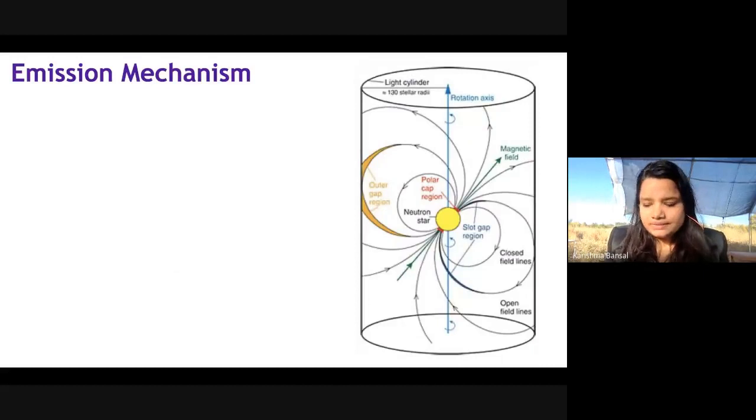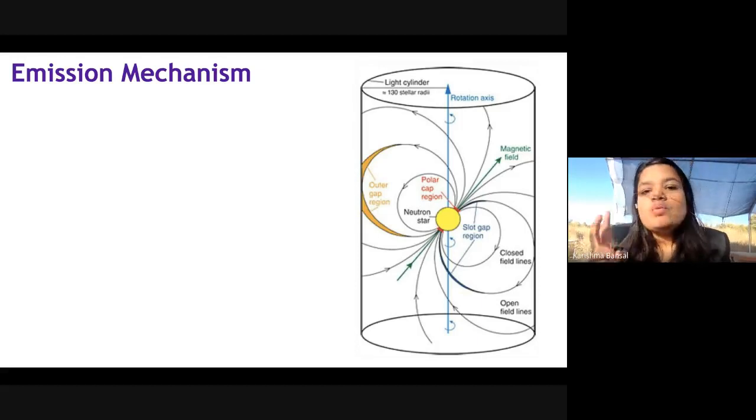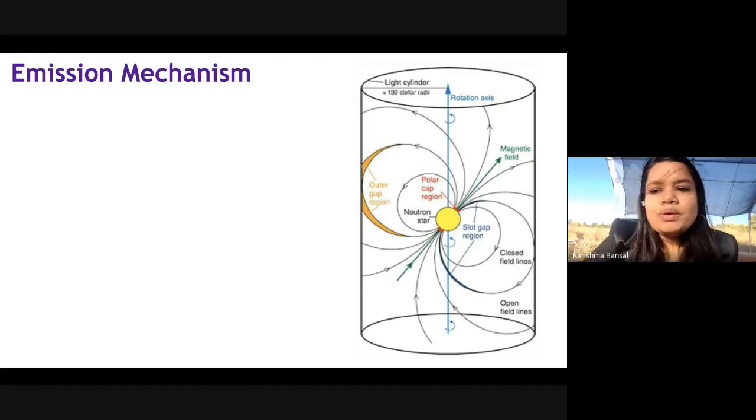So the emission mechanism. The blue circle here is a neutron star, and the green line is the magnetic axis. Now the magnetic field goes from one pole and closes at another pole. So you have two kinds of field lines: the open field lines and the closed field lines.